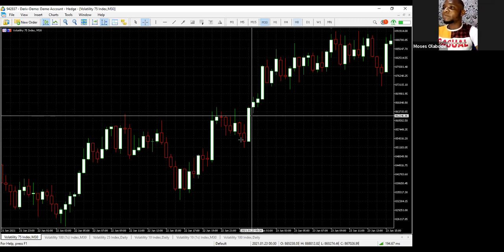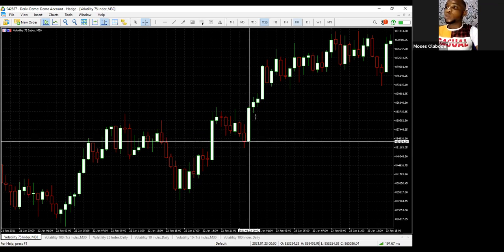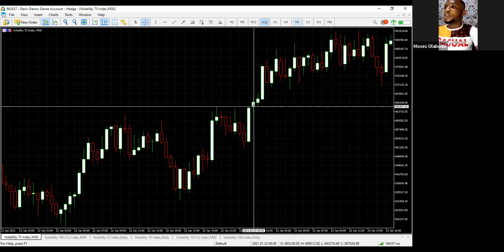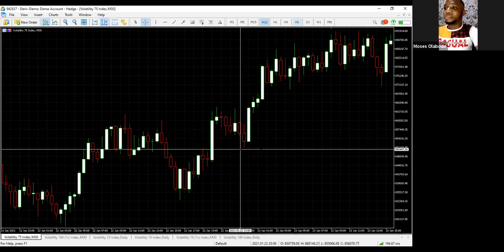Like this other one, this is an indecision candle, a spinning top. Okay. Then this one forms, but then you enter at this point, put your stop loss at this point. The market didn't decide to break below it. Okay.